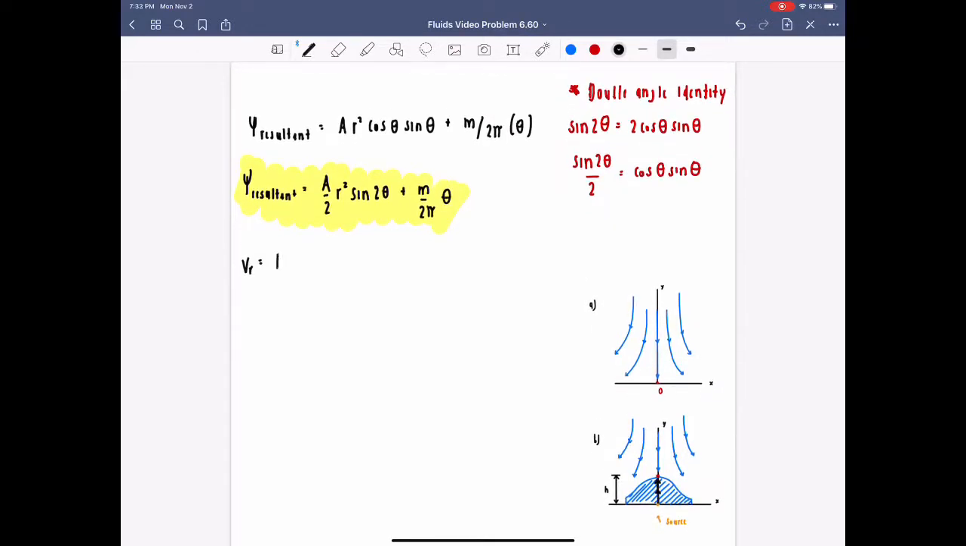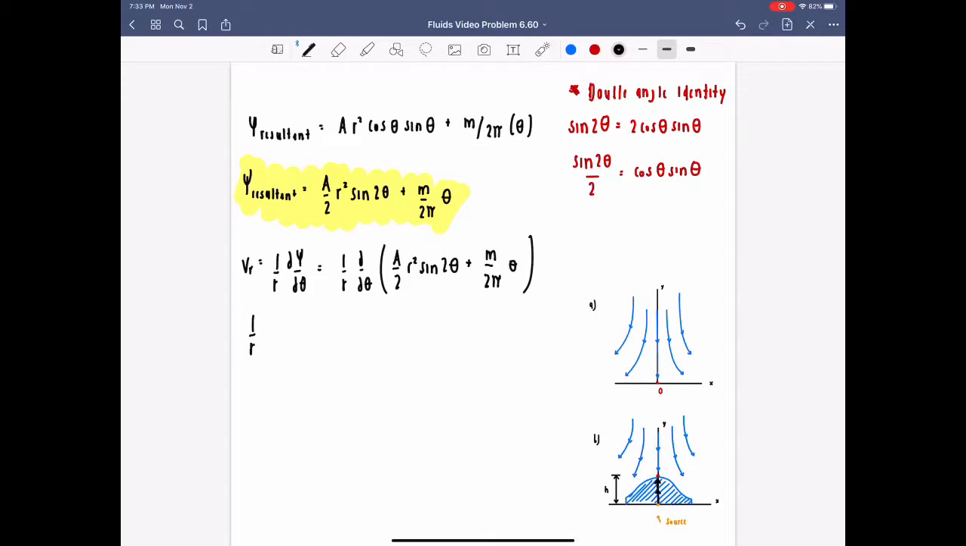Okay, and that is equal to 1 over r times the derivative of psi with respect to theta, which is equal to 1 over r, derivative with respect to theta of our function a over 2 r squared sine 2 theta plus m over 2 pi times theta. And since this is with respect to theta, the r can stay out front.